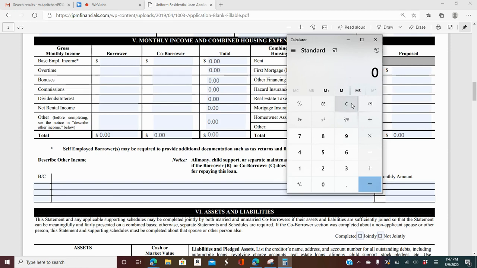If a person gets paid weekly, let's say they get paid $2,000 every week.